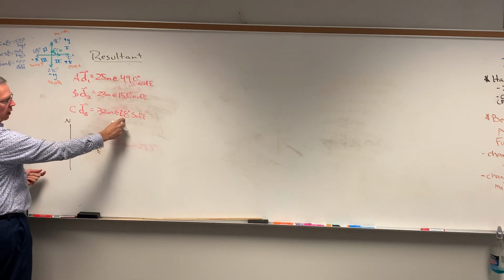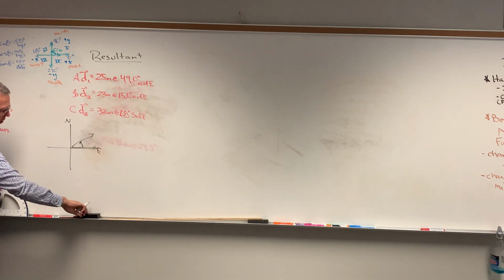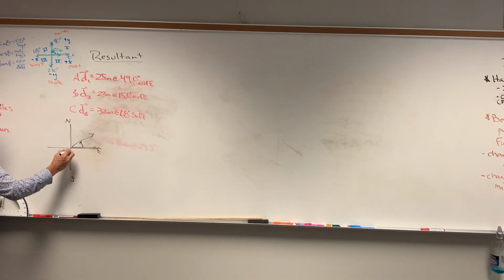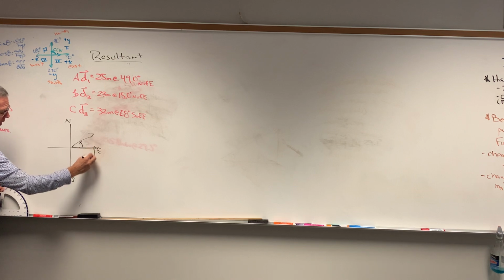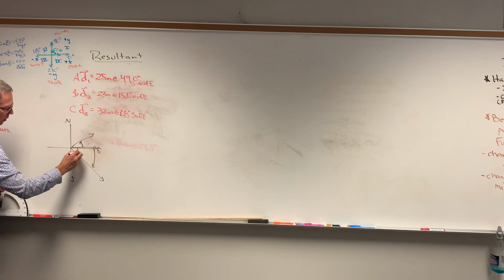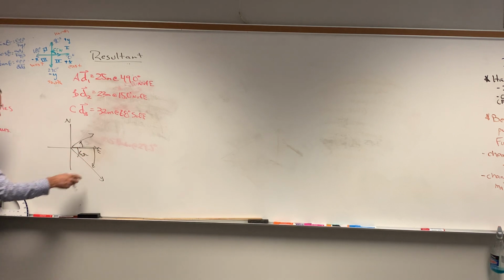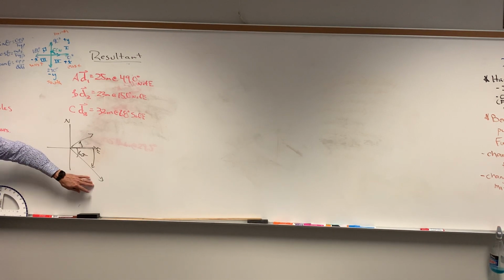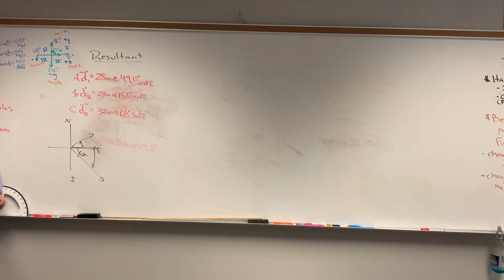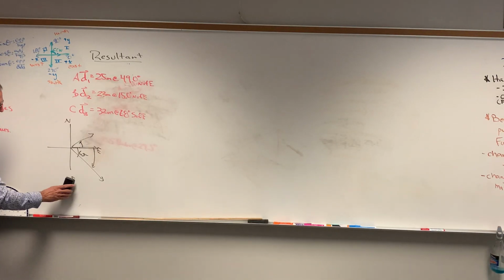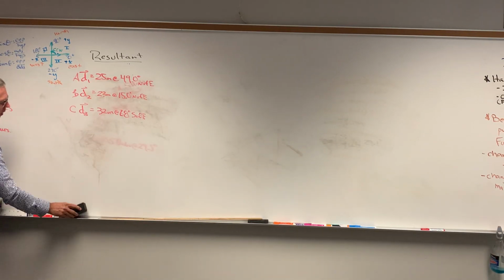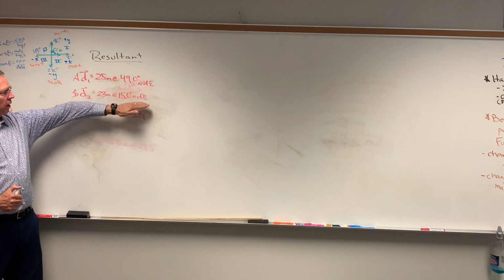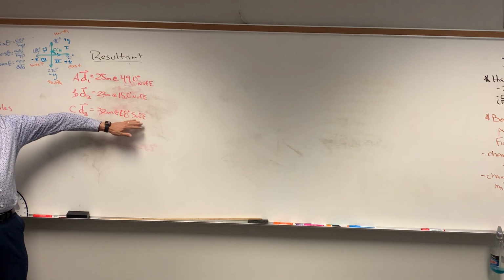The third one is south of east. South is here, so you go out east, but this time you go south, and so the third one down here is 68 degrees south of east, so it's down here in the fourth quadrant. So when you draw that third vector, it's going to be pointing down and to the right, in the fourth quadrant. So that's what the terminology means, north of east, south of east.